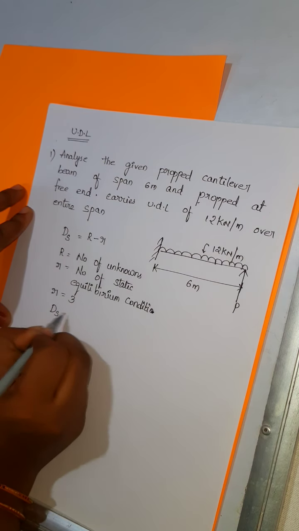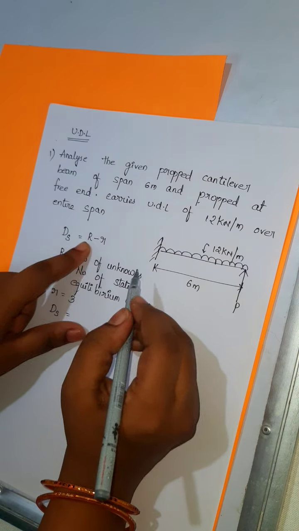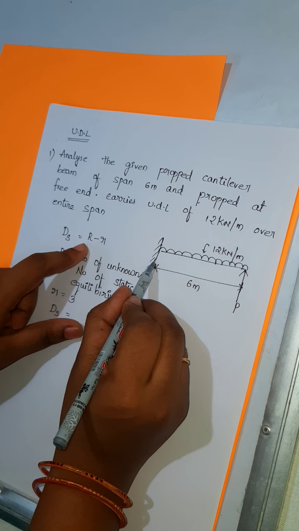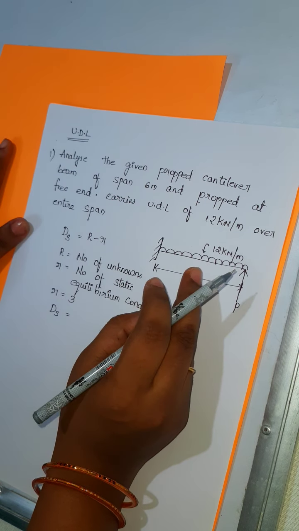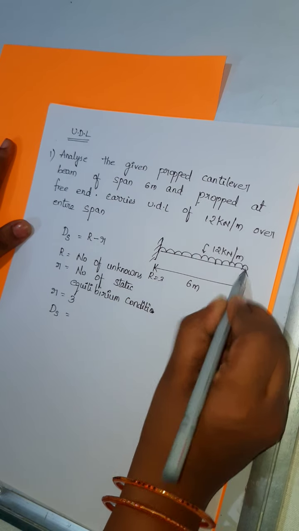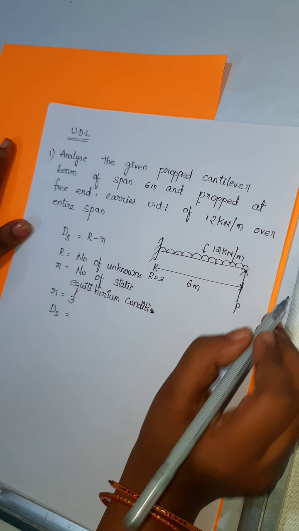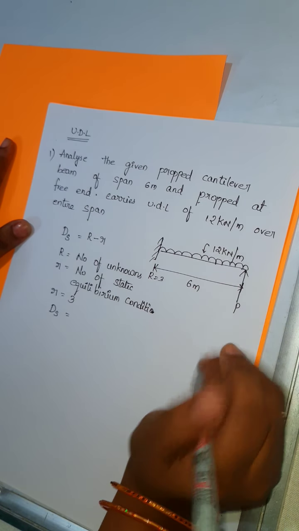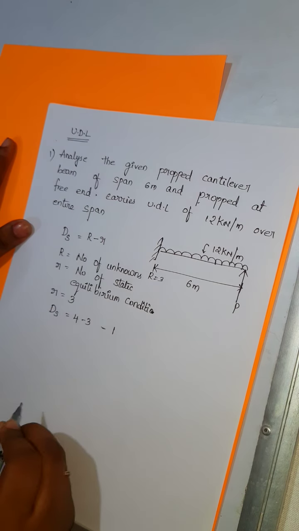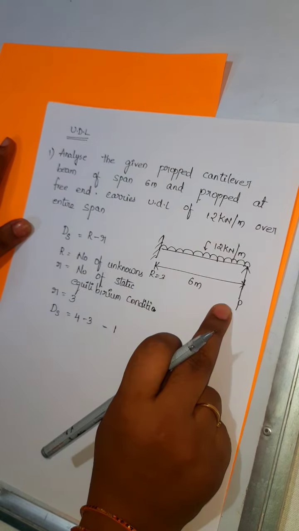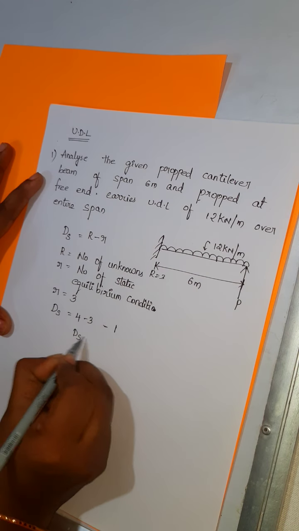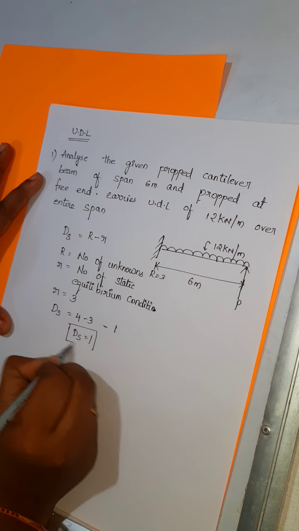So the static indeterminacy is equal to the number of unknowns minus the equilibrium conditions. Here, for fixed reactions, how many forces? Horizontal force, vertical force and moment. So here r is equal to 3. Then the prop is just simply supported, so r is equal to 1. So total 4 minus 3 is equal to 1. The degree of this problem is 1. The degree of static indeterminacy ds is equal to 1.